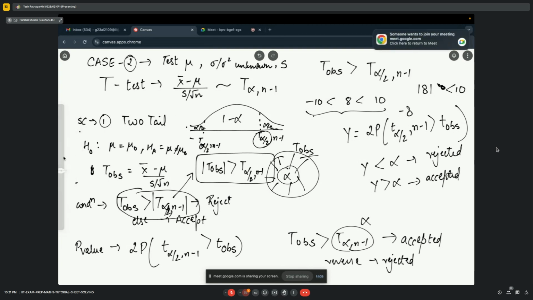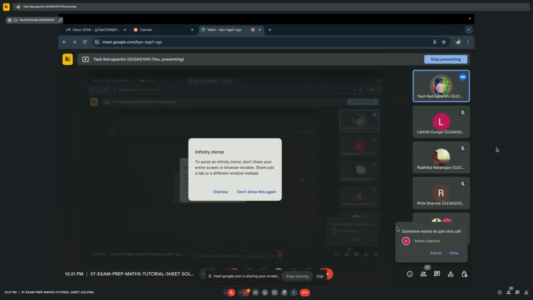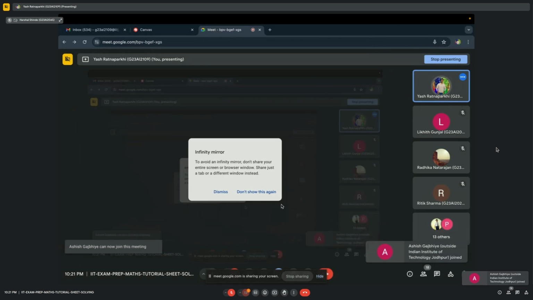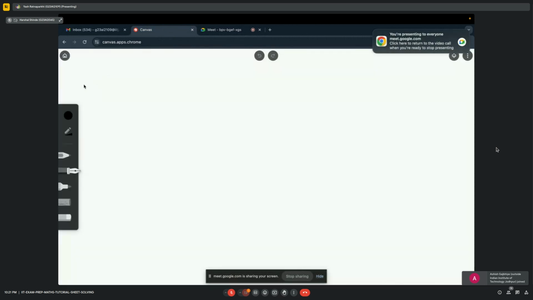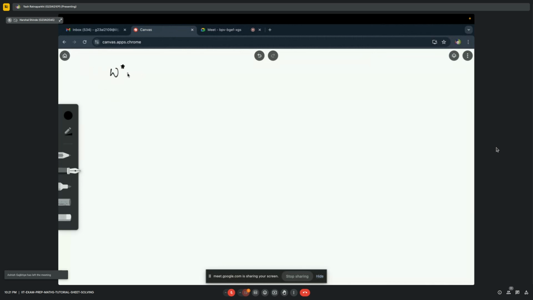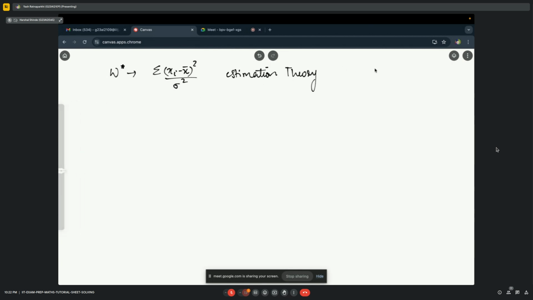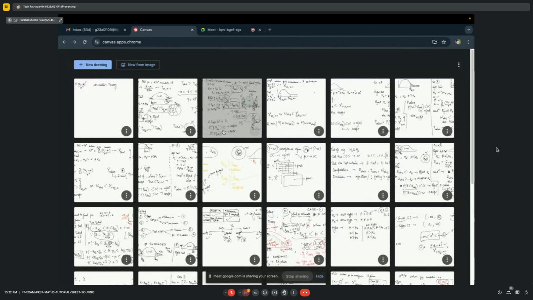Got it? And now for cases 3 and 4, I need to rediscuss with you what happened yesterday. When we were learning, we missed a very small thing. In estimation theory, this was the formula: W star equal to summation xi minus x bar whole square upon sigma square, right? In estimation theory it was this formula. But if you remember, in hypothesis testing we did the reverse of estimation theory in the formula.